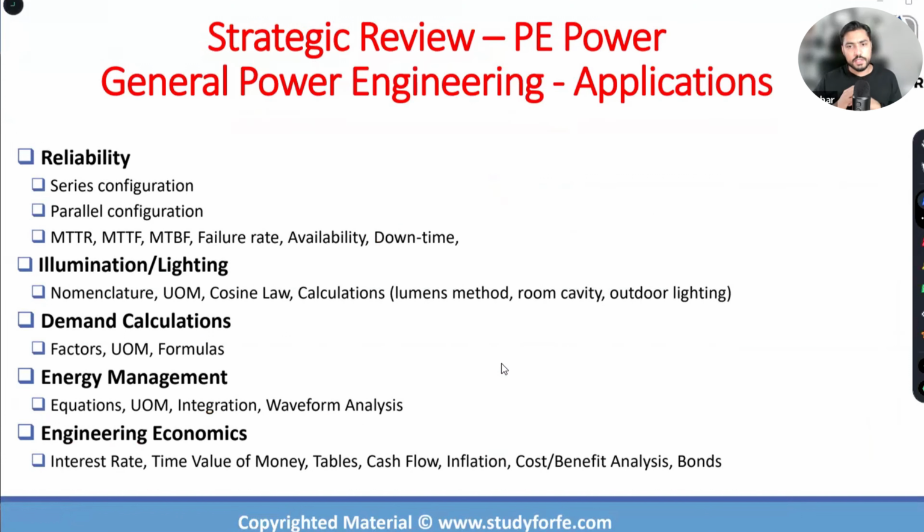The topics that we discussed today for general power engineering, which is section number 1, applications, which is subsection B. This is sort of like 50% of the content: reliability, illumination, demand calculations, energy management, and engineering economics. If you want to keep things simple within reliability, the two topics that you must understand, if you look at the NCEES PE Power Reference Handbook, is the difference between series configuration and parallel configuration.